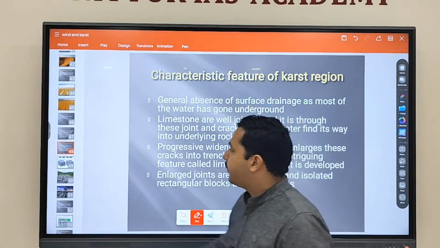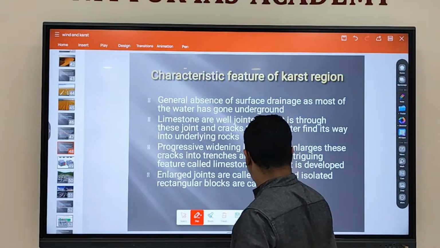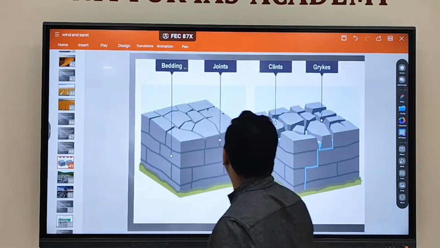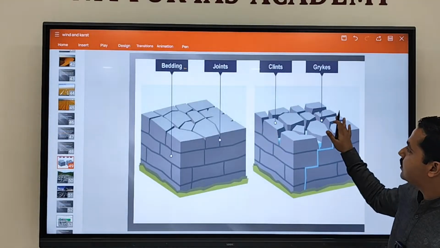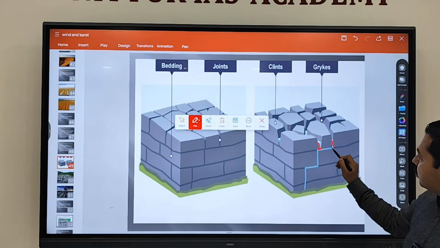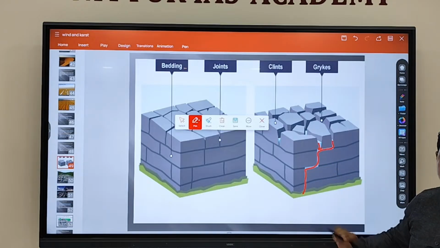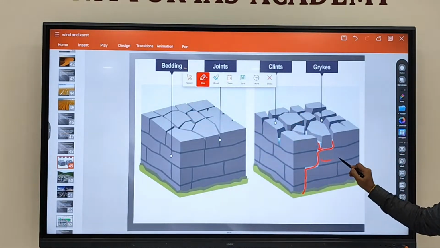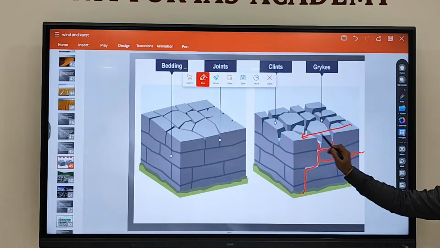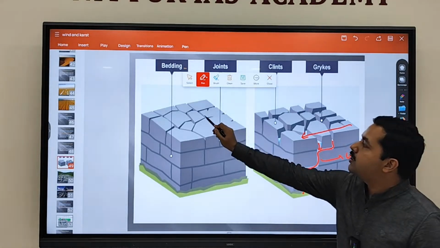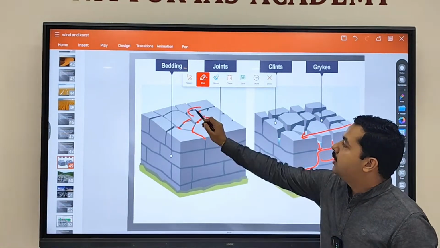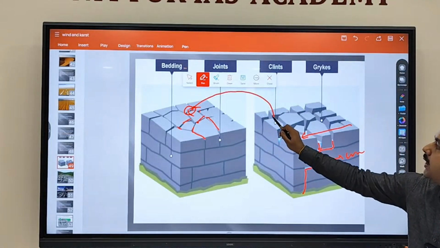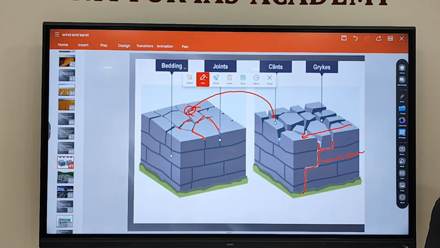So this is how you find it. If you see this particular figure, you don't see water moving onto the surface. But you see water moving over here, no? Water is moving like this. This is underground, water moving underground, not onto the surface. Clear? And these are well-jointed rock, made up of many jointed rocks. Over a period of time, this joint will get enlarged when water erodes it.